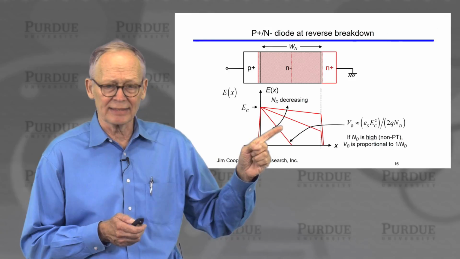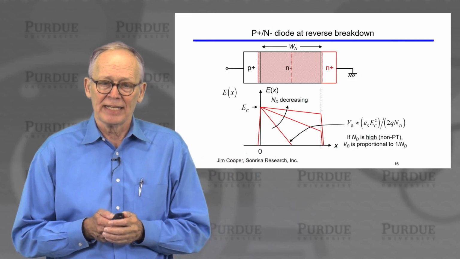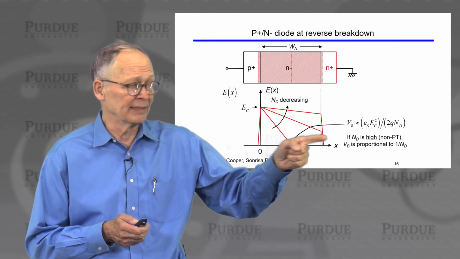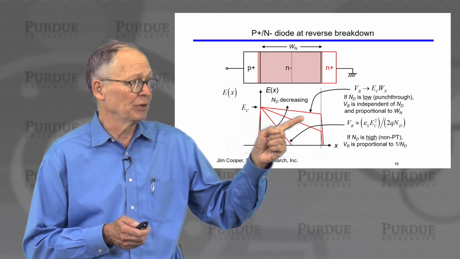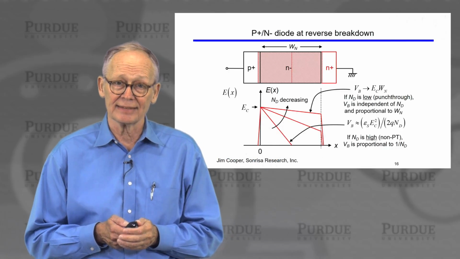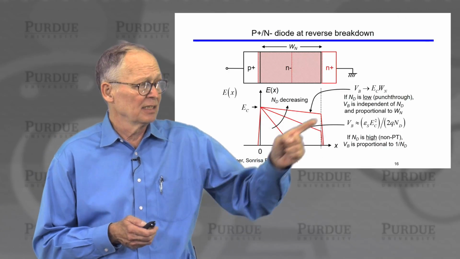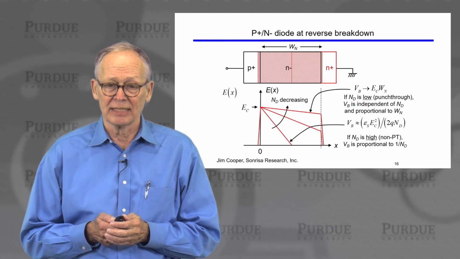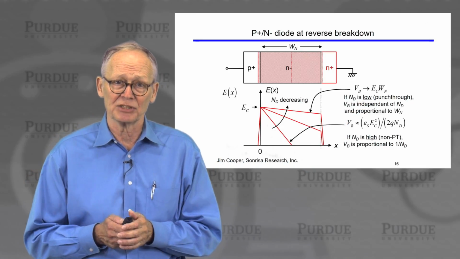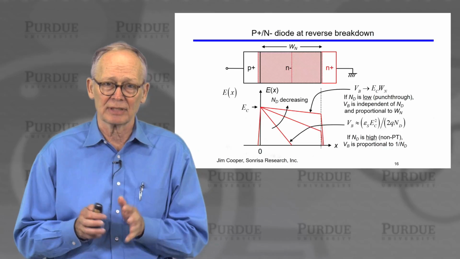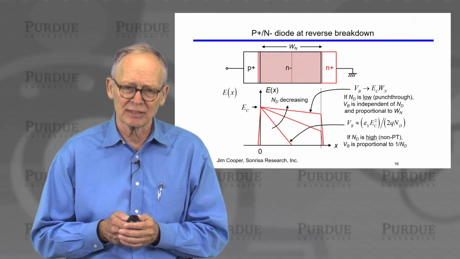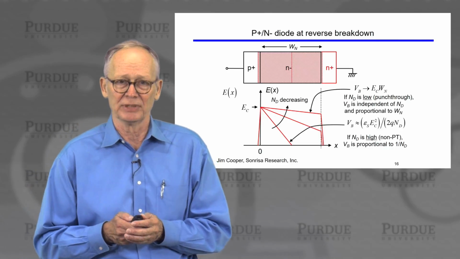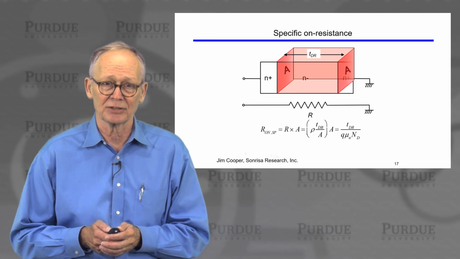So in the case we've been considering, the breakdown voltage is proportional to 1 over the doping density. In the other extreme, when the electric field is constant, the doping is very light, the breakdown voltage is simply proportional to the width of the N region. So in general, we would have to consider all of those situations, but it's just some simple depletion layer analysis of a semiconductor device.